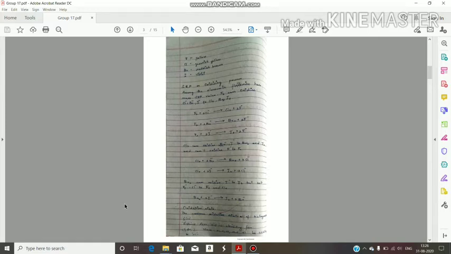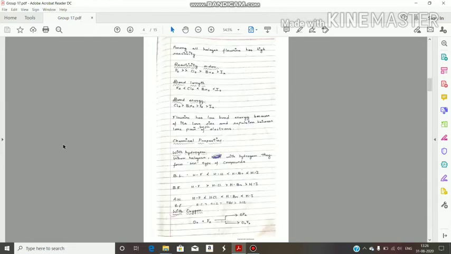Here one important question is, what is the highest oxidation state exhibited by fluorine? What is the answer? 0, because 0 is a higher value compared to -1. Next, other elements, chlorine, bromine, and iodine, show +1, +3, +4 and +7 in addition to -1. That means they exhibit different oxidation states along with -1. So this is about the oxidation states of halogens.